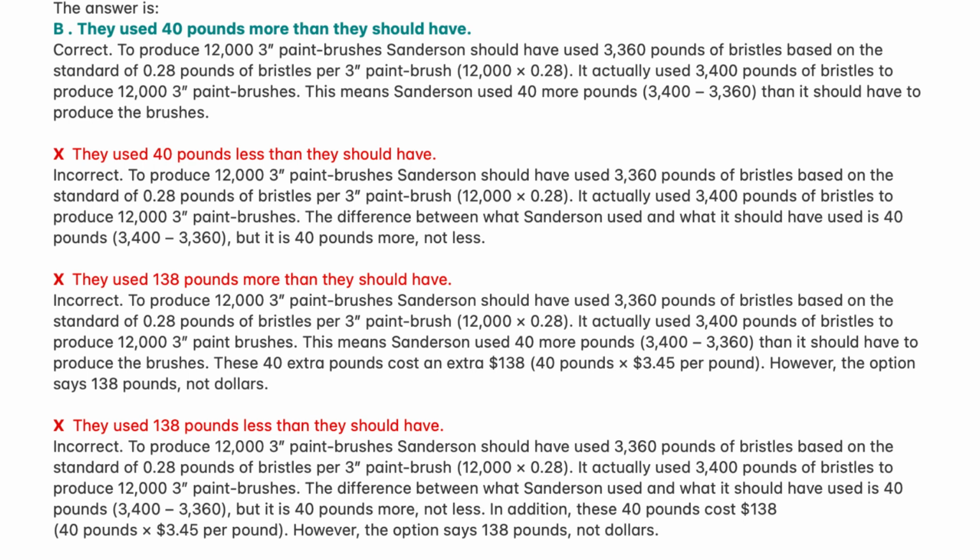Correct. To produce 12,000 3-inch paintbrushes, Sanderson should have used 3,360 pounds of bristles based on the standard of 0.28 pounds of bristles per paintbrush, 12,000 times 0.28. It actually used 3,400 pounds of bristles to produce 12,000 3-inch paintbrushes. This means Sanderson used 40 more pounds, 3,400 to 3,360, than it should have to produce the brushes.